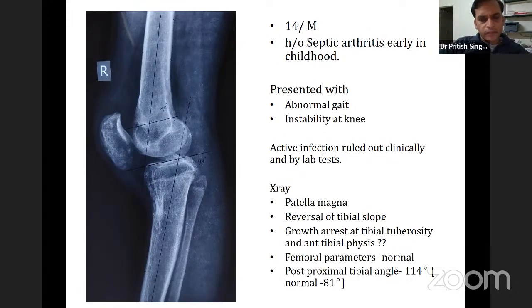On x-ray, the patella was large as compared to the opposite knee. There was some reversal of the tibial slope. There was growth arrest at the tibial tuberosity and anterior tibial physis, possible growth arrest. Femoral parameters were more or less normal, within the normal range, while the posterior proximal tibial angle was abnormally high. It was increased.